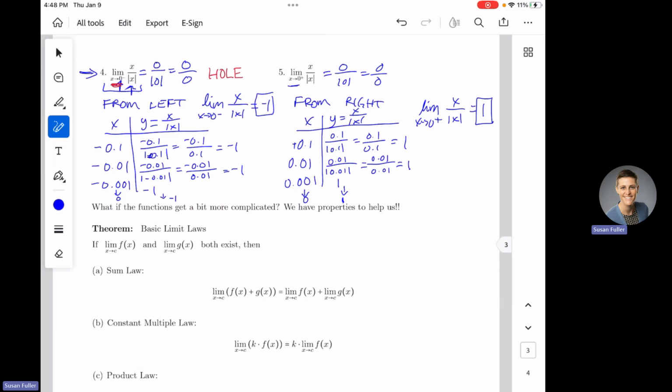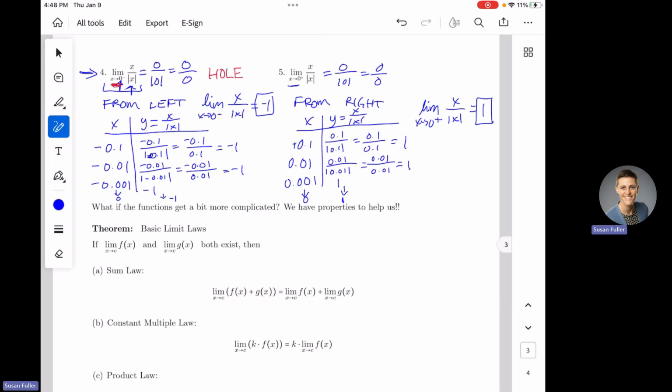Hopefully that makes sense. Again, first line of defense is plug that x value in, see what happens. 0 over 0 means you're at a hole. A non-zero number divided by 0 means you're at a vertical asymptote, and you're going to make these tables to help you figure out what your limit is, because both in holes and vertical asymptotes, you still have more work to do to discover what that limit is.